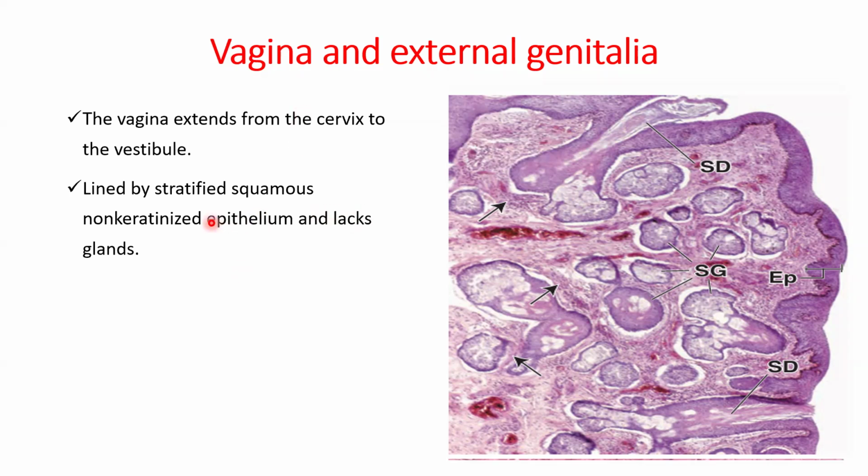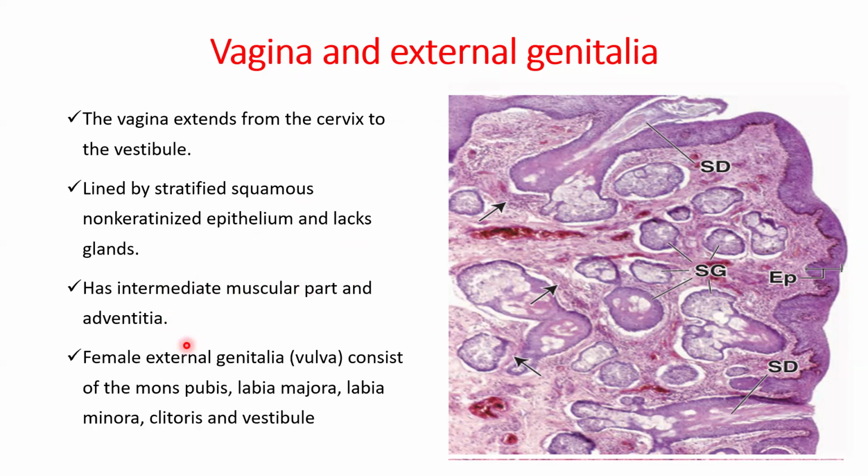Then this stratified squamous non-keratinized epithelium will also be present in the whole of external genitalia. Then it has an intermediate muscular bit and then also an adventitia. So the female external genitalia, the vulva, will consist of the mons pubis, the labia majora, the labia minora, the clitoris, and the vestibule.